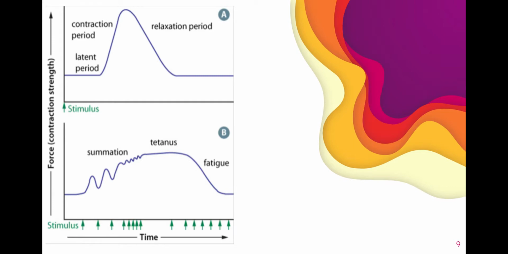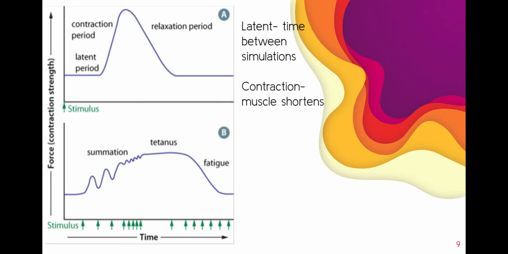Now, when we're talking about this, we want to also talk about when a muscle contracts, how does it normally contract? So the top graph, which you're going to add into your notes, is what we would call a normal muscle contraction. It has what we call the latent period, which is essentially the time it takes between stimulations, the contraction period, which is when the muscle shortens, and then we have the relaxation period, which returns the muscle to its normal form. And that is what it would normally look like if you were just using your muscle every so often, contracting and relaxing.